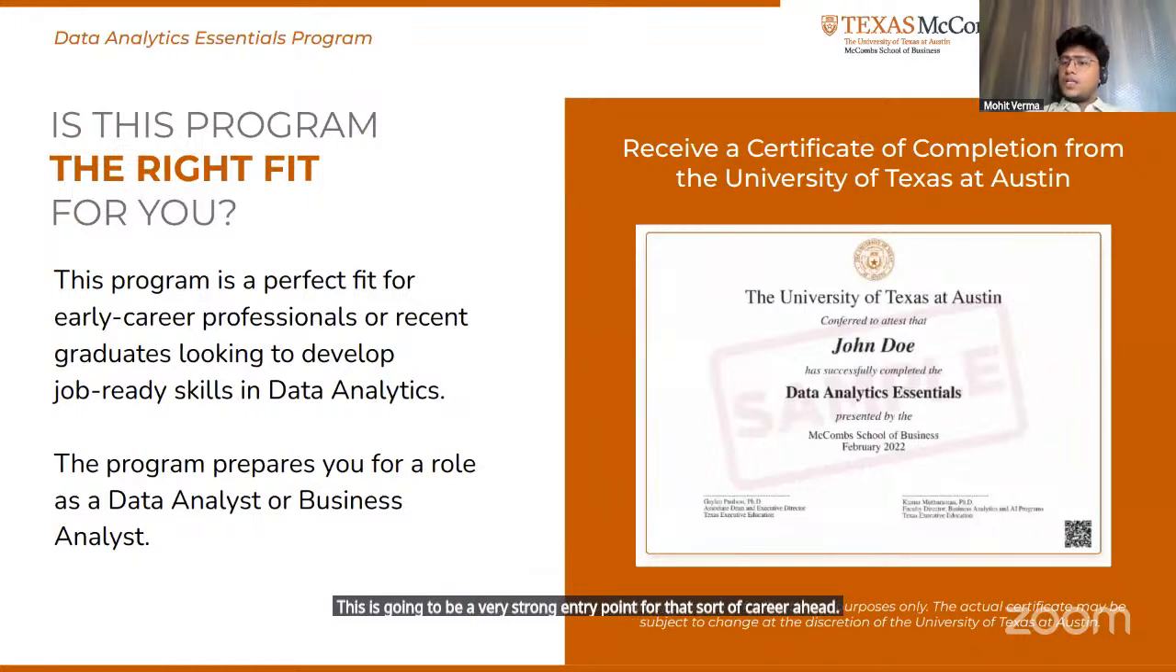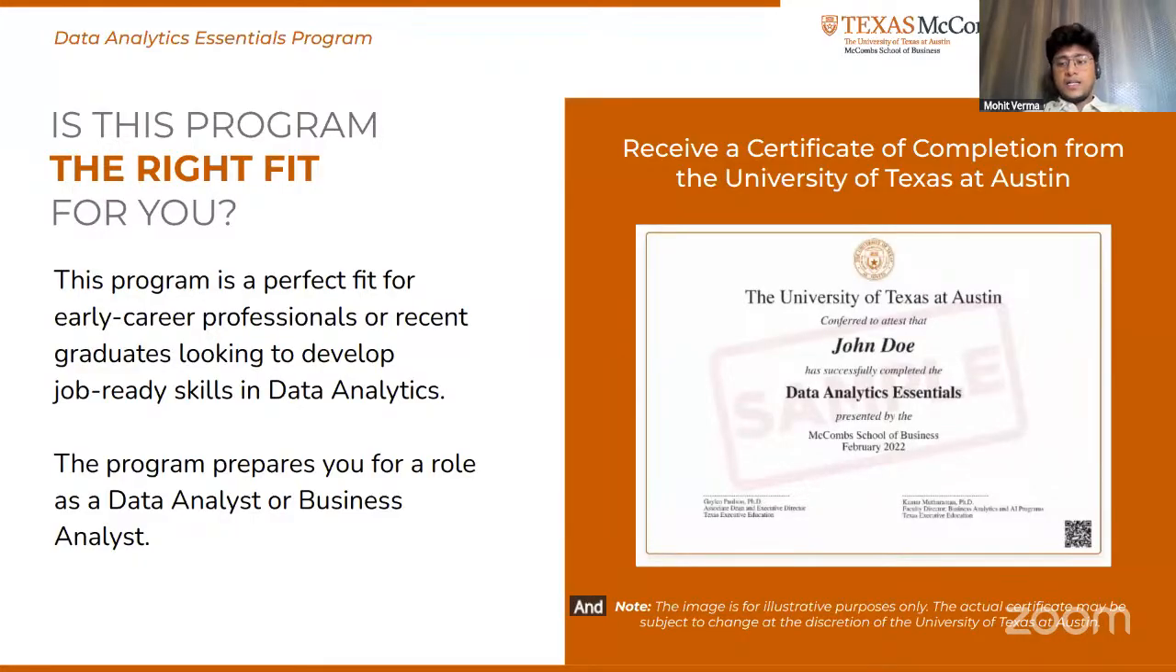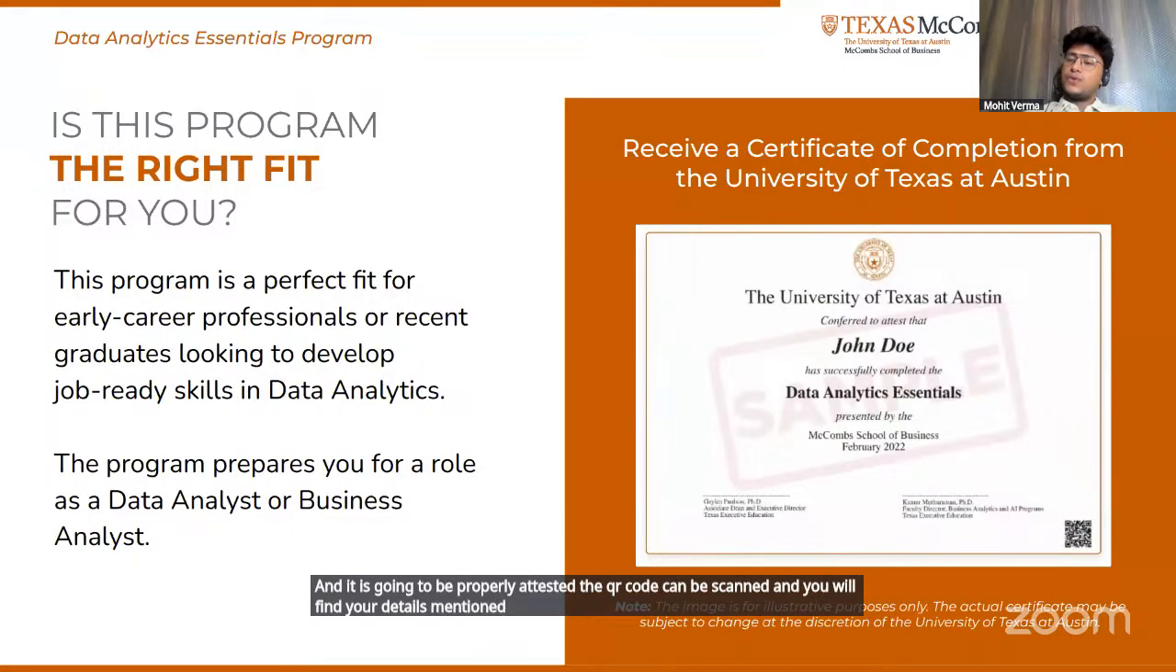Now, this is what the certificate is going to be after you complete the program. So as you can see, it is going to be offered to you directly from the University of Texas at Austin, and it is going to be properly attested. The QR code can be scanned and you will find your details mentioned in the repository of UT Austin as an enrolled learner in one of its programs.